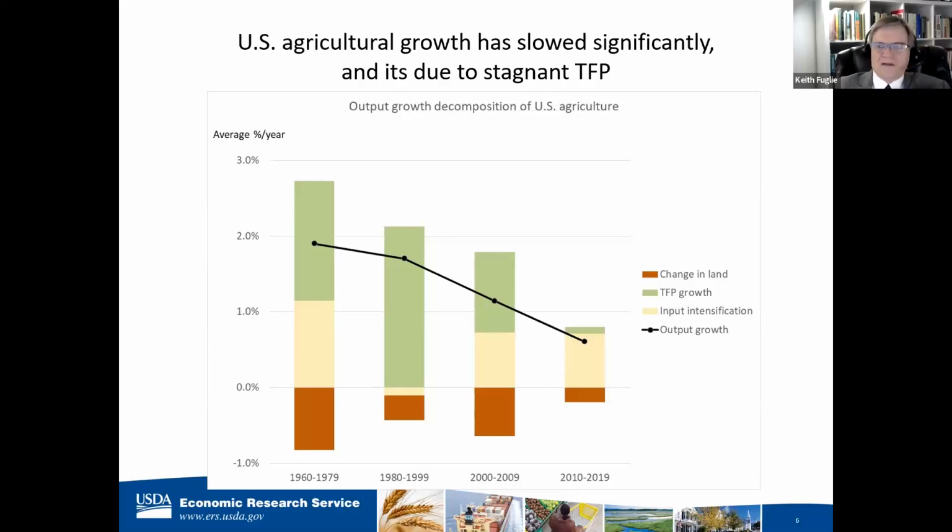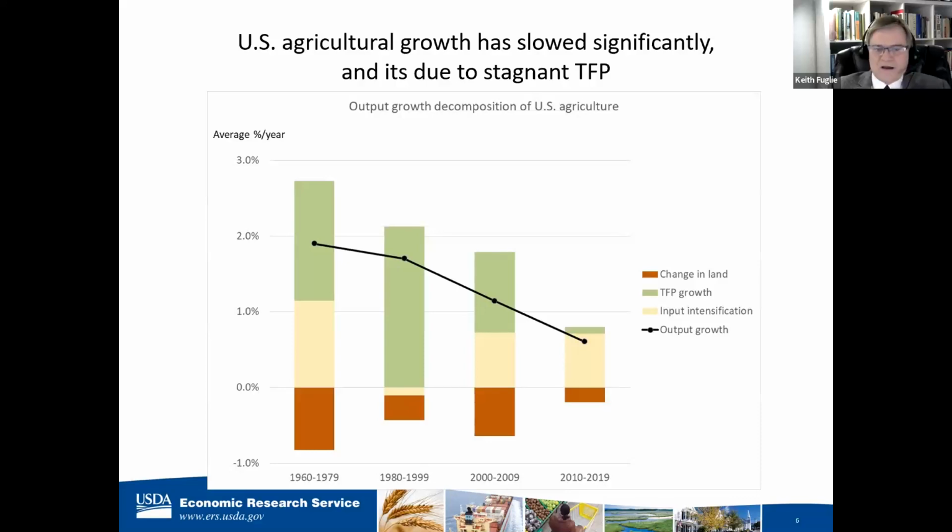And so you had yields growing faster, almost 2.8%, that green part and the yellow part together is how fast your yield is growing. And some of that yield was coming from input intensification, and some of it was coming from TFP. And the input intensification was really just offsetting the decline in agricultural land. So the net growth was really being driven by improvements in TFP.